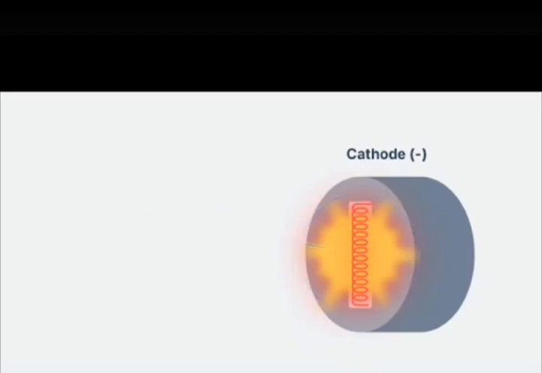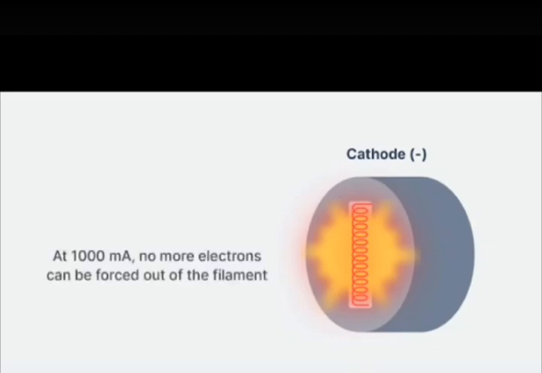There is a limit to the number of free electrons that can be created at the cathode. As we increase the MA, more and more electrons are created at the filament. But there is a limit. At about 1000 MA, the space charge becomes so high that no more electrons can be forced out of the filament. This limitation has a name. It's called the space charge effect. And for this reason, 1000 MA is the effective limit of the MA that can be used in the X-ray tube. Some X-ray tubes have an MA limit that is a little higher, some have a limit that's a little lower.